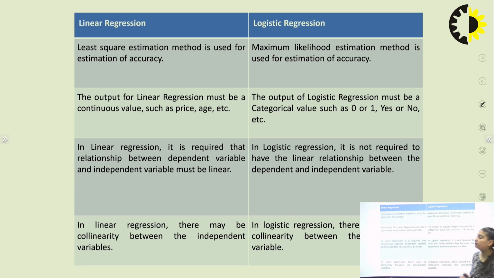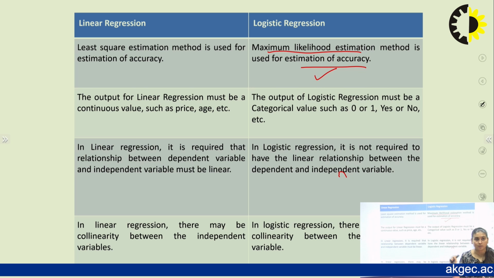For the estimation of accuracy, linear regression uses the least square estimation method, whereas logistic regression uses maximum likelihood estimation. The rest you will study. The main differences are that logistic regression is used for categorical variables, while linear regression is used to find the best fit line with continuous variables, etc.